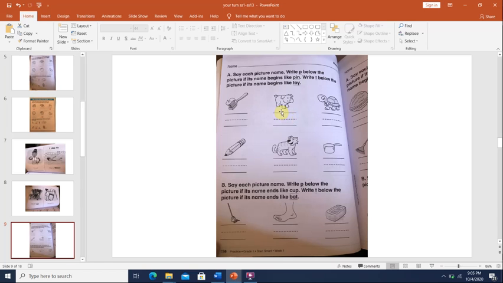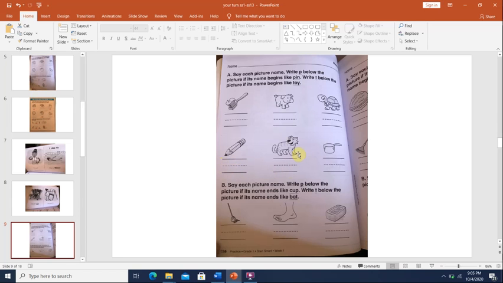So this begins with P. What about this animal? It's a turtle. A turtle begins with T. So here you write T. Here we have a pencil. Pencil. You hear the P sound, right? So here pencil begins with P.